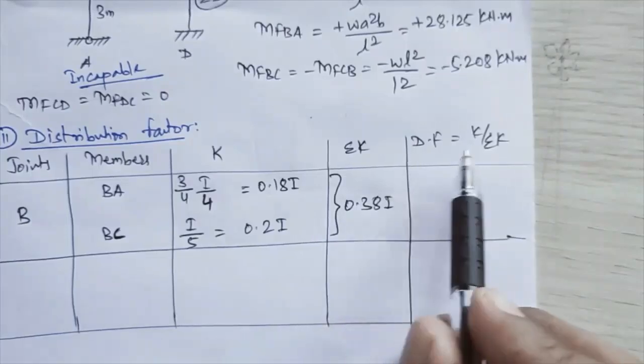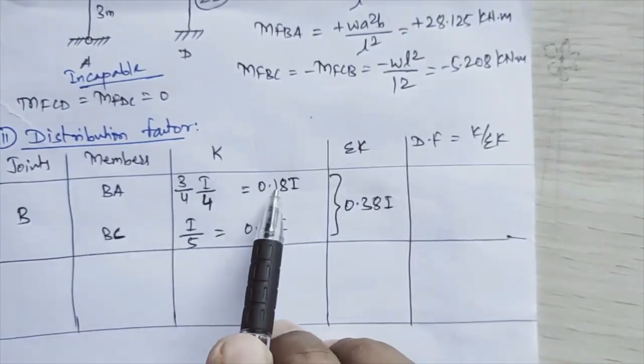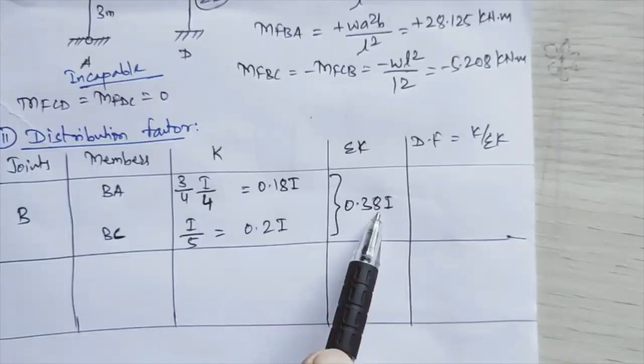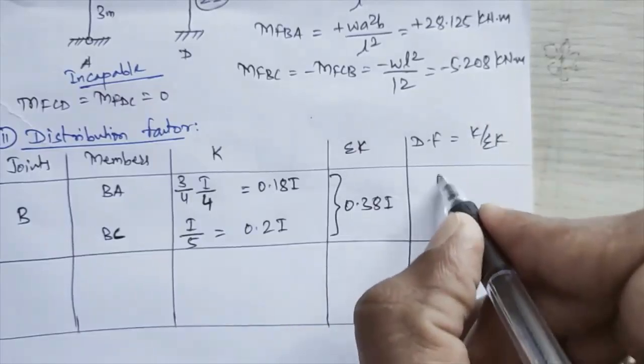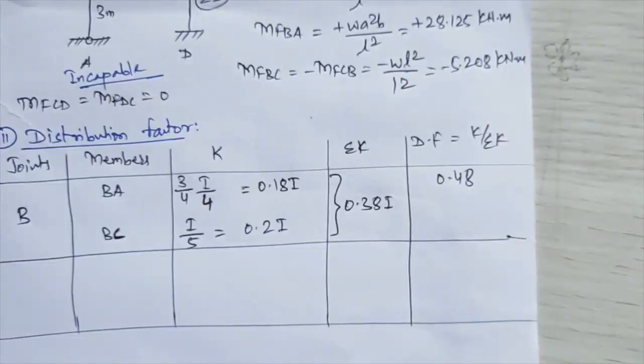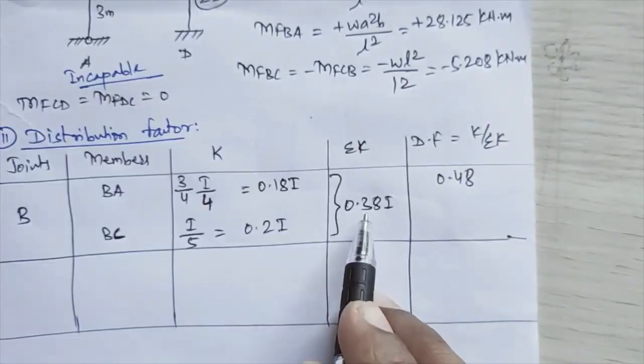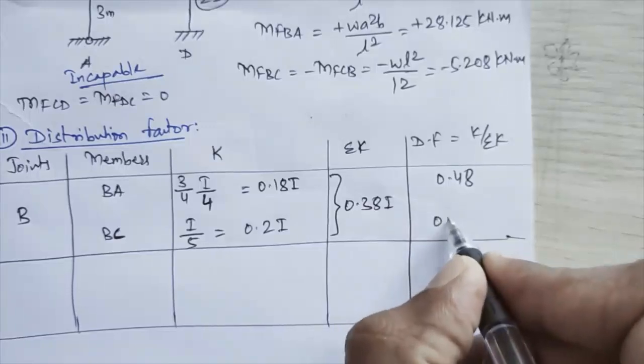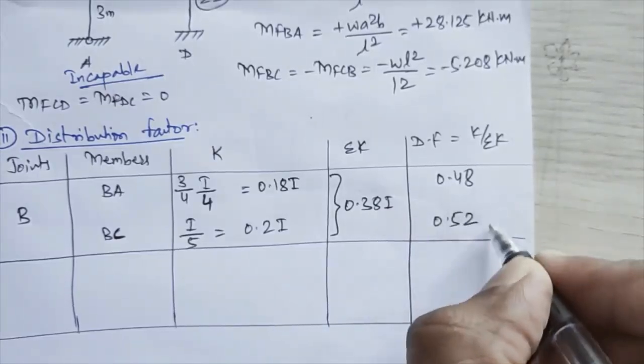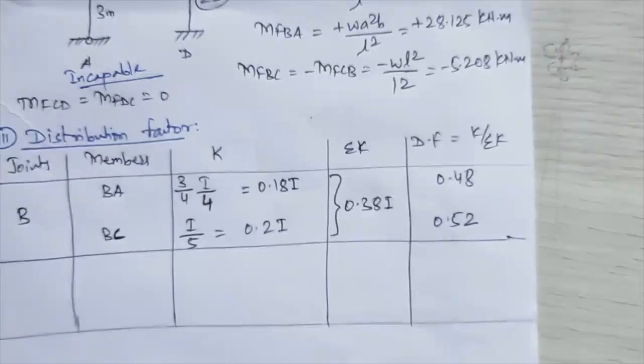Okay, so if you calculate DF for this BA member, it will be K divided by summation of K, that is 0.18 by 0.38. You will get this as 0.48. I will get cancelled, and this will come 0.2 divided by 0.38, which equals 0.52. The summation shall come equal to 1 at a particular joint.